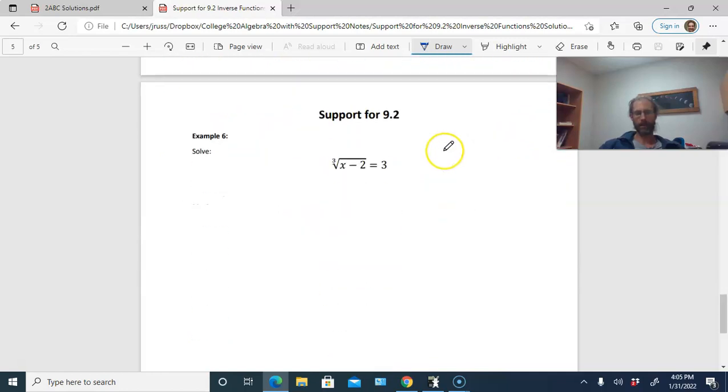Alright, let's try this last one. This is another cube root. And if you look at it, it's already by itself. That's all we have on the left-hand side, is that cube root of x minus 2. Okay? So since it's already by itself, guys, we don't have to isolate it. It's already isolated. But we do have to eliminate the cube root. And again, to do this, we're going to cube both sides of the equation.